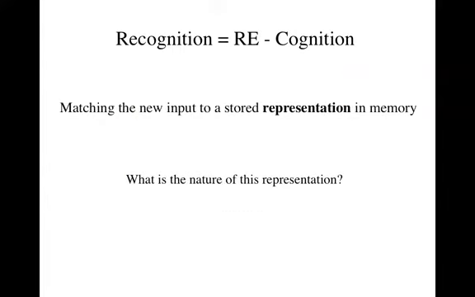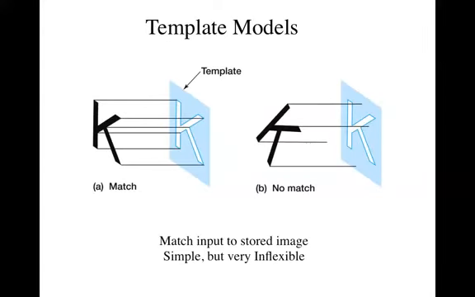So the idea is that we have some stored representation of objects in memory, and then when we see a stimulus, we try to match those to that stored representation. The question is, what is the nature of the representation? And so again, it gets into this question of the underlying representation. The simplest form of a representation, a model, for recognition would be a template model.